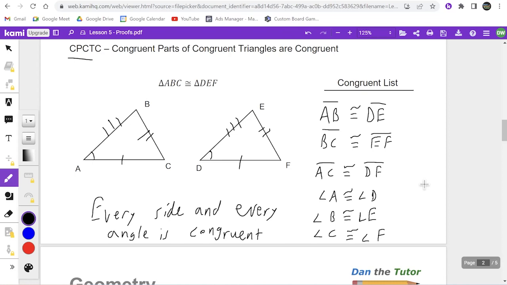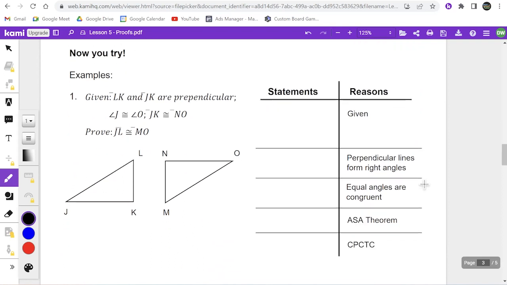Okay, fantastic. Now we're actually going to be giving some proofs. As you can see with these first ones, I give you the reasons on the right and I have the statements on the left. And so here's what I'm going to be saying. First of all, for the given information, that is what you always write on the left for the first statement.